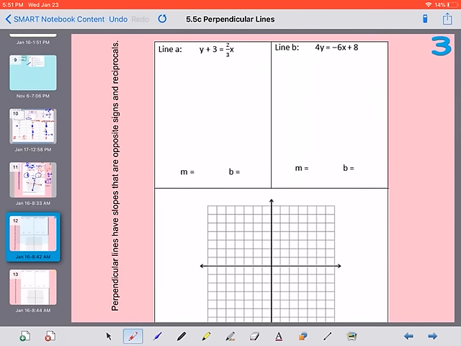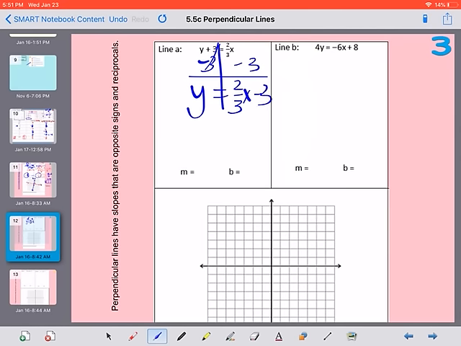Let's flip over to the back side. A couple more we need to graph to make sure that our equations are perpendicular. We need to solve this one for y. We just need to subtract 3. So we have y by itself. We have y equals 2/3x minus 3. This is now in the form y equals mx plus b. So our slope is 2/3 and b is -3.